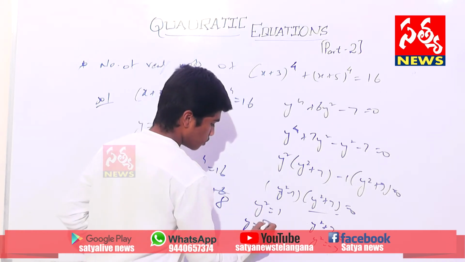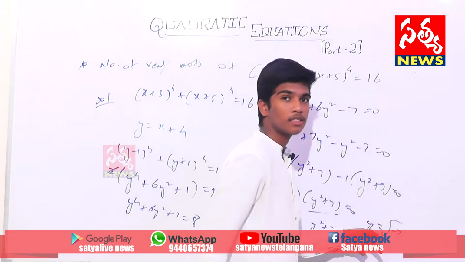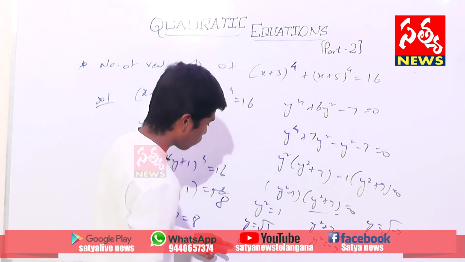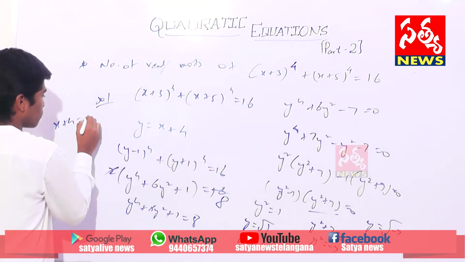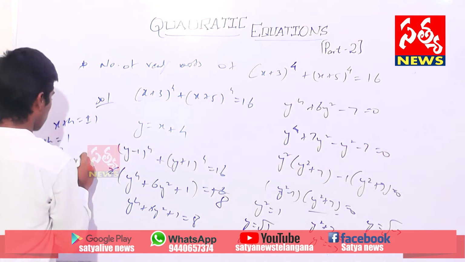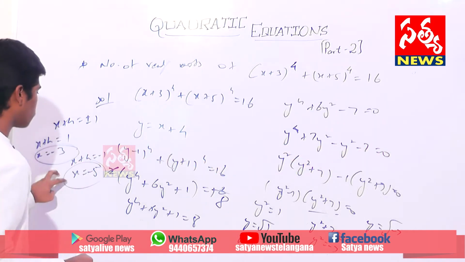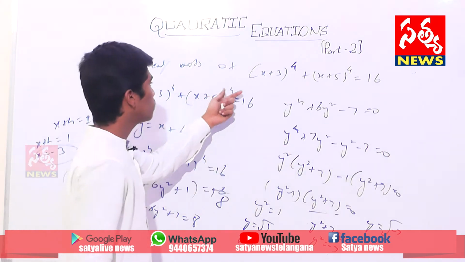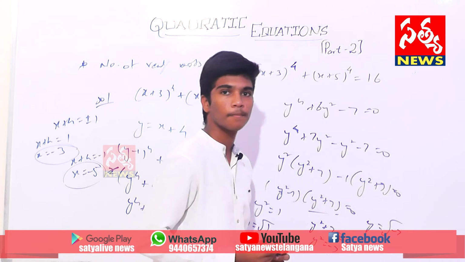Here y = root of 1, y = root of -7. Root of -7 goes under imaginary roots. So y = plus or minus 1. In the place of y, if we take x+4 = plus or minus 1: x+4 = 1, x = -3; x+4 = -1, x = -5. Okay, these both are the roots of the equation. So we have 2 real roots and 2 imaginary roots for this equation, (x+3)^4 + (x+5)^4 = 16.